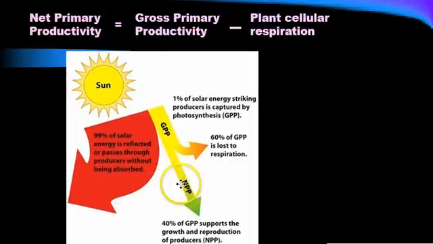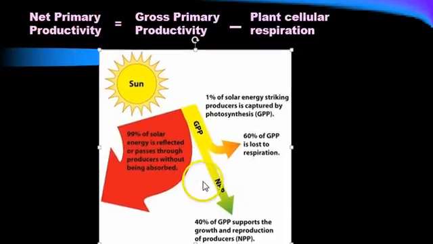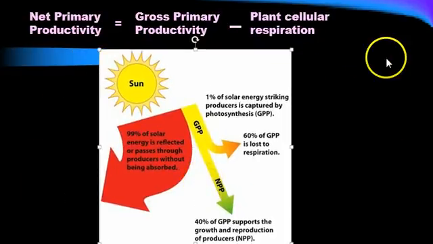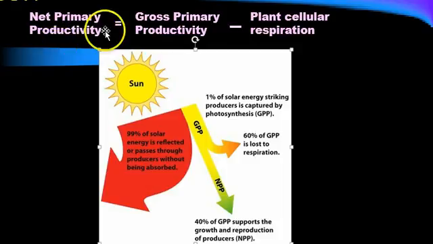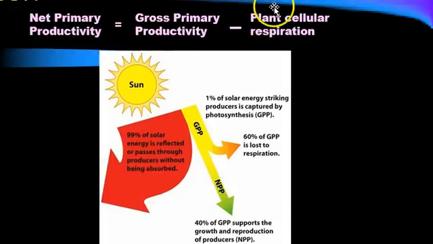So that brings us to how we calculate productivity. And there's an equation for this, which you need to know. Basically, net primary productivity is all of the primary productivity of those plants, all of the things that they're producing. But there's two things that we need to look at in order to get that. So the first one is gross primary productivity. So this is actually all the sunlight that they capture.